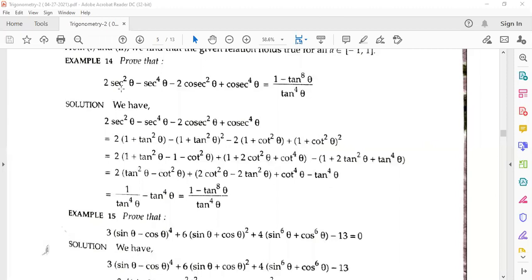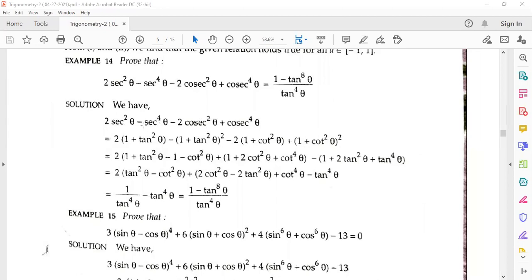We know that there is a formula connecting sec theta and tan theta. Right hand side is given all in tan theta. So we have to change all sec theta and cosec theta into tan theta. Sec square theta can be written as 1 plus tan square theta, and cosec square theta can be written as 1 plus cot square theta. Then cot can be written as 1 by tan. So our object is to convert all those things into tan and cot. Now look at the solution.